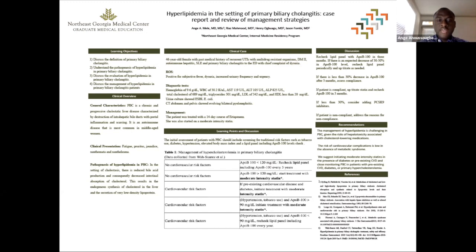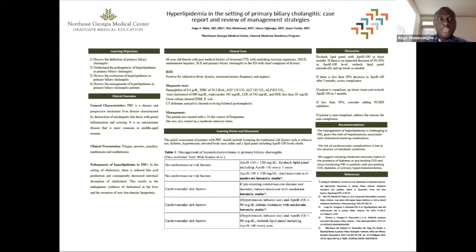Whenever they do not have any risk factor, but the ApoB100 is more than 120, it is recommended to start them on a moderate intensity statin. For patients who have cardiovascular risk factors or pre-existing cardiovascular disease, it is recommended to start those patients on a moderate intensity statin when they have ApoB100 more than 90, or even when they have ApoB100 less than 90.